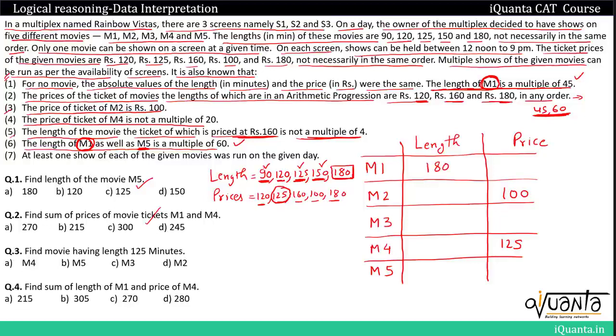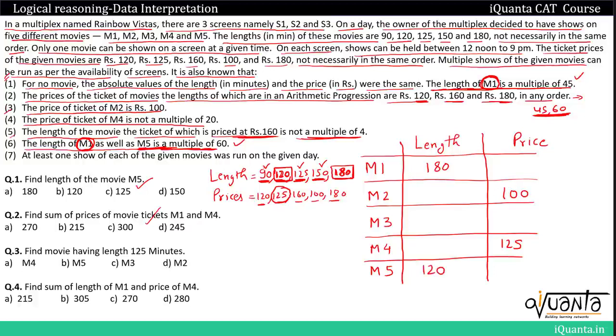I hope this is clear. And the length of M5 is a multiple of 60. So let us find out the lengths which are multiples of 60. So we have only 2 such movies, one having length 120 and one having length 180, but the movie having length 180 is already assigned to M1, so only 120 is a multiple of 60 now. So that means movie 5 has length 120. So let us write this over here.